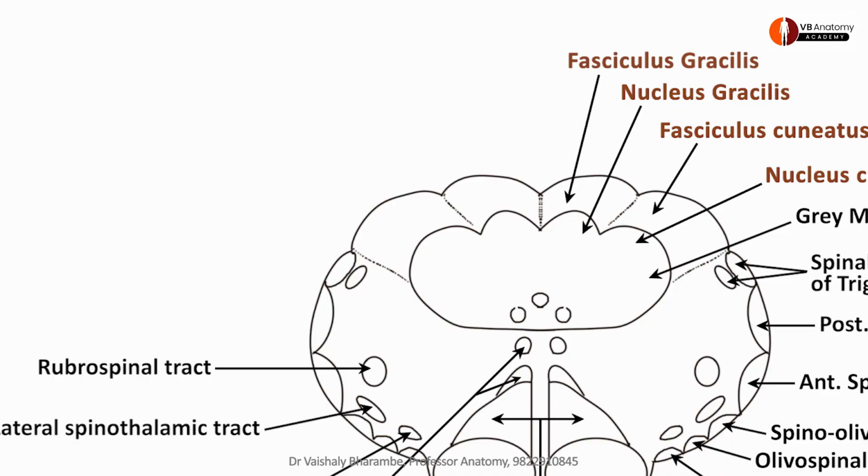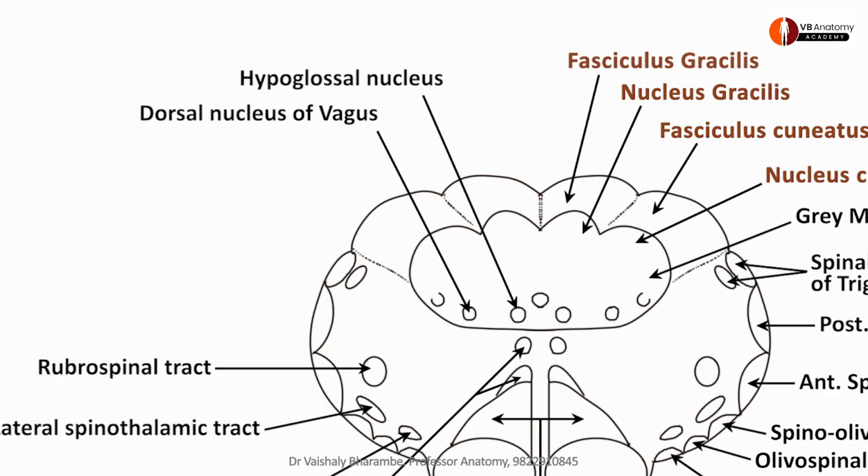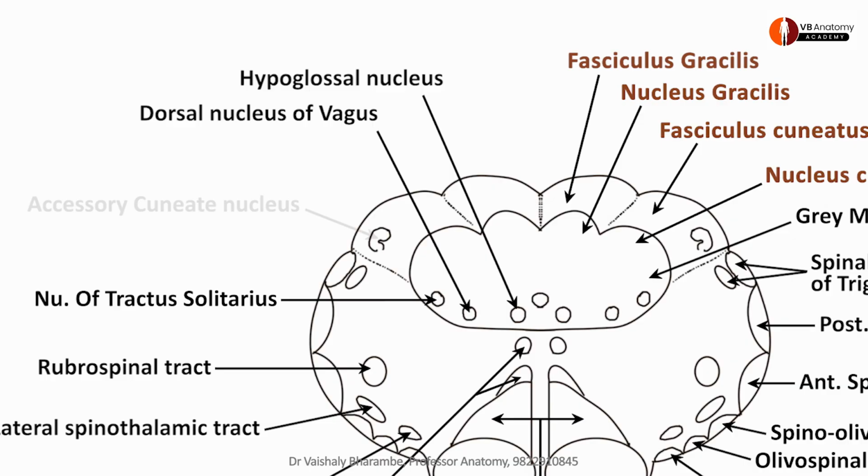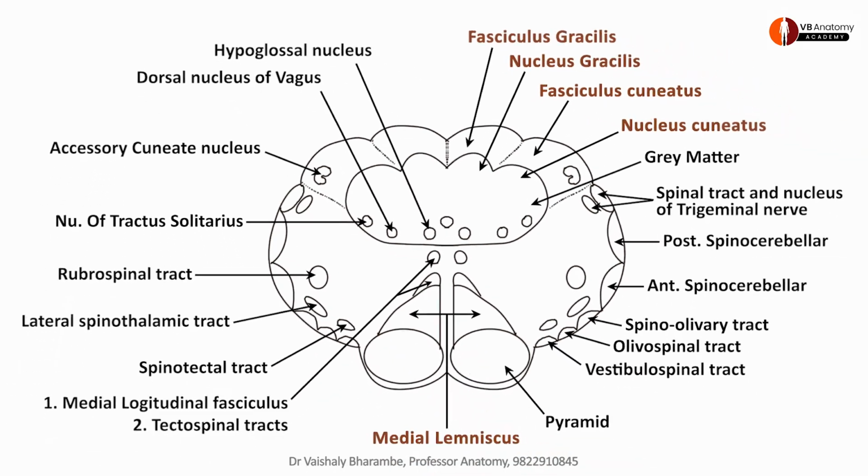So here you are seeing the hypoglossal nerve nucleus, lateral to that the dorsal nucleus of vagus, and further lateral to it the nucleus of tractus solitarius. Okay, let's now draw the last thing, which is the accessory cuneate nucleus. Okay, there you have the accessory cuneate nucleus. Let's now color this one by one.